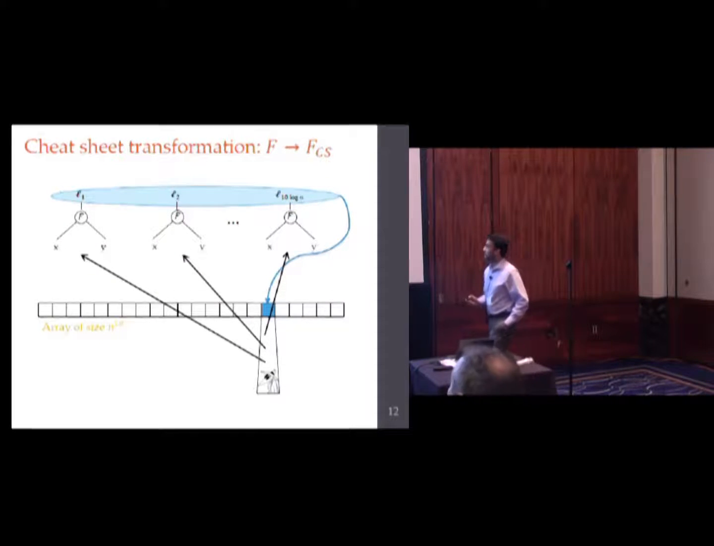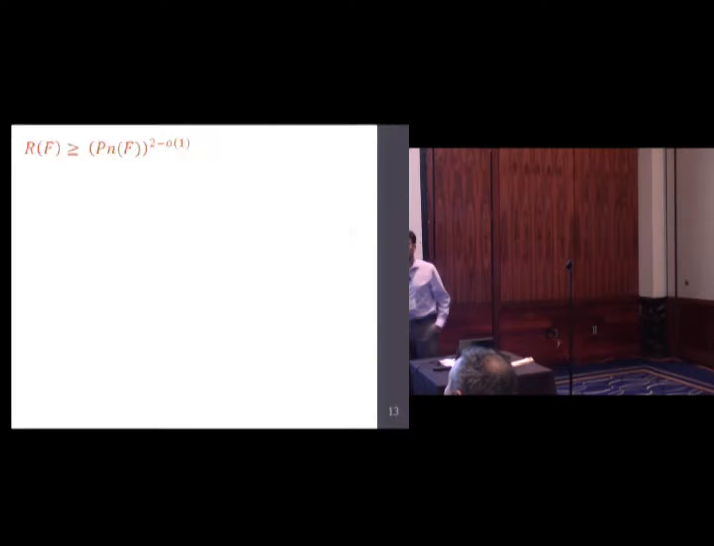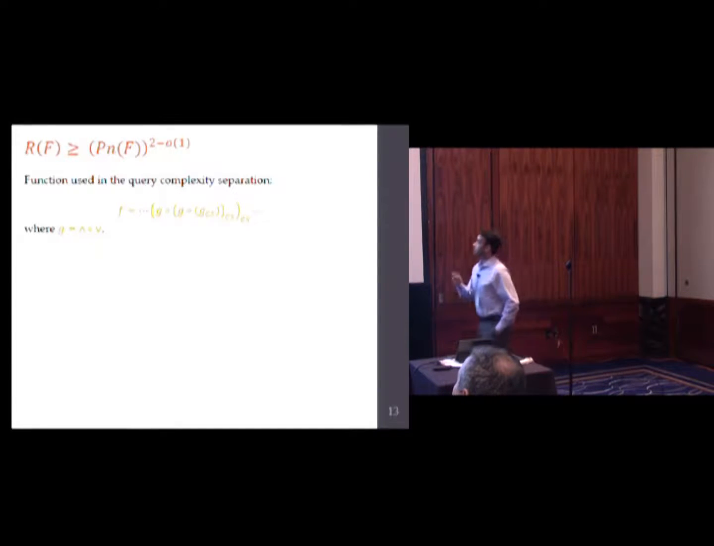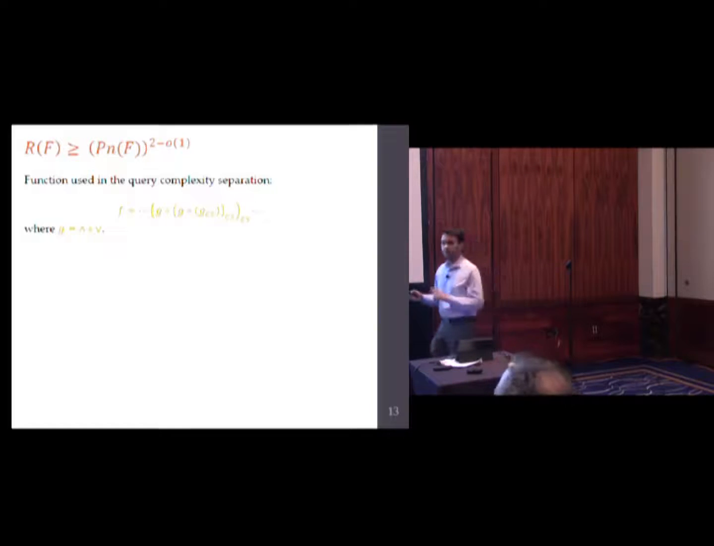So this is fine. I just want to spend a minute talking about the second result that I talked about, which was the separation between randomized communication and partition number, because this doesn't work straightforwardly, and the issue is that the function that's used in the query complexity world has this kind of structure where you start off with some base function g, apply the cheat sheet construction, compose it with g, apply the cheat sheet construction, compose it with g, and do this some number of times.